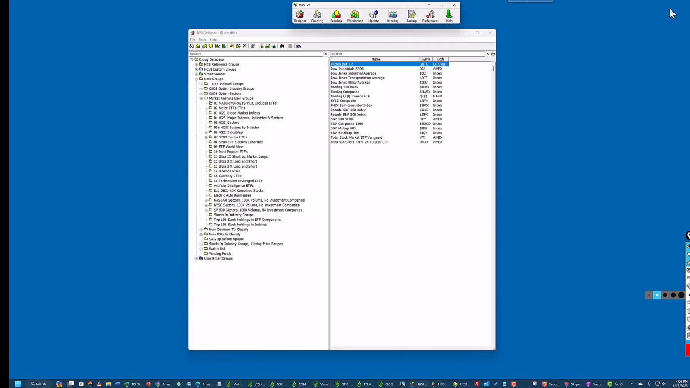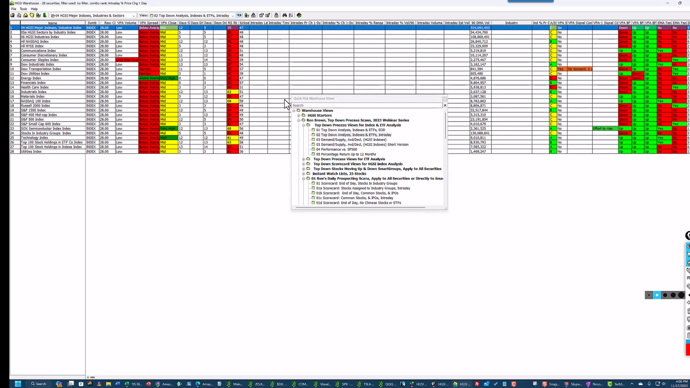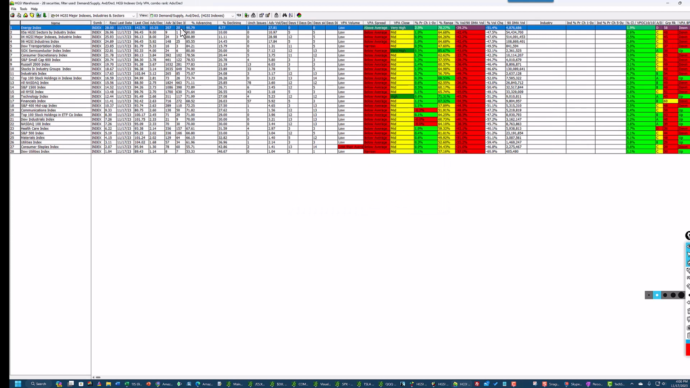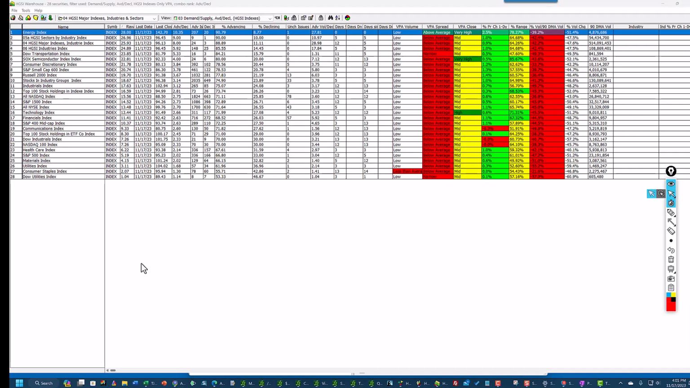So I'm going to go back over to HGSI, and I'm going to go into this folder, broad market indices and sectors. I'll click through to the warehouse, and then I'm going to go down to my views for HGSI index analysis. I'm going to click on number 3, and I'm sorting on raw combo. I'm going to pause this and change my resolution. I like to do this so it shows up better on the video.